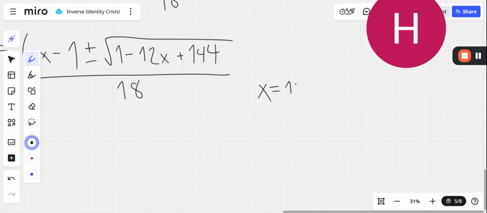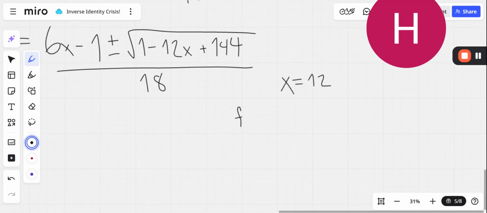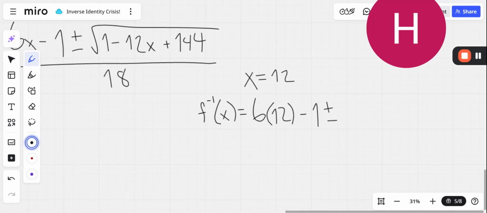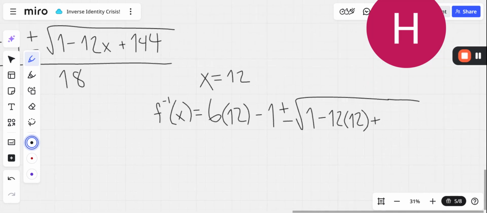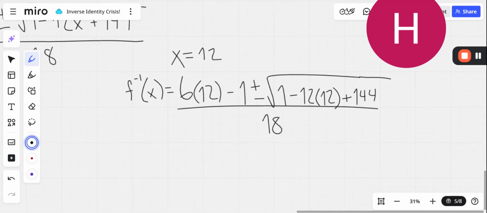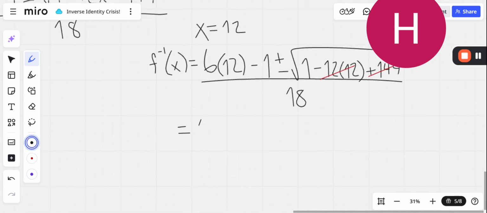Let's see what happens when x equals 12. Then our inverse would be 6 times 12 minus 1 plus or minus the square root of 1 minus 12 times 12 plus 144. See how nicely that worked out, wowza. All over 18. So negative 144 plus 144, that's kind of nice. We end up with 6 times 12 minus 1, and here's the kicker.